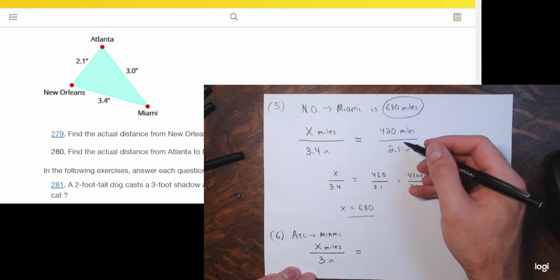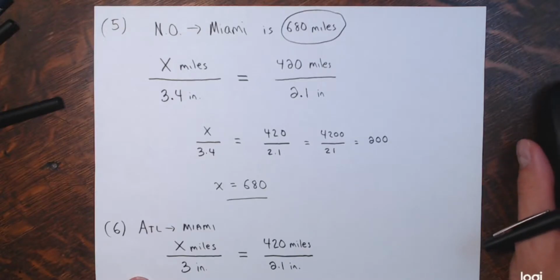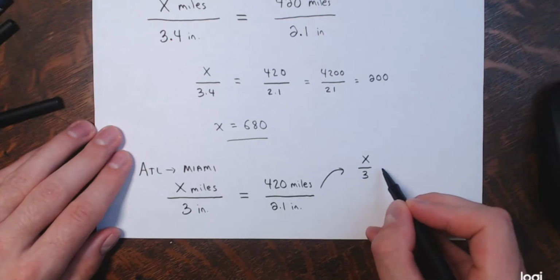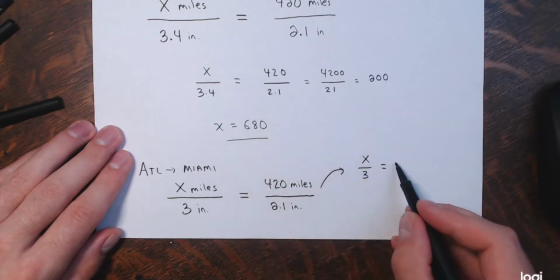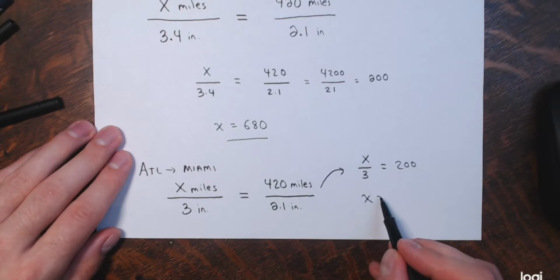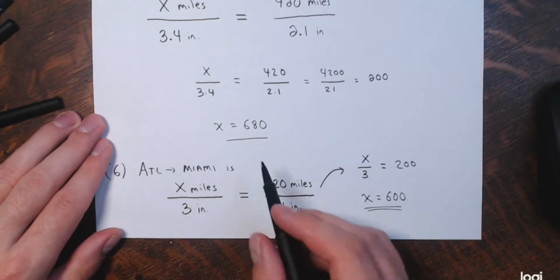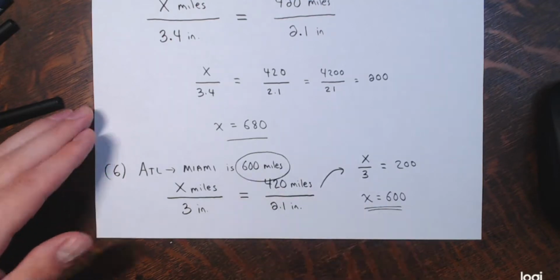And this should be equal to that same ratio as earlier. I'll just use Atlanta to New Orleans again. The actual distance from Atlanta to New Orleans is 420 miles, and the distance from Atlanta to New Orleans on the map is 2.1 inches. I'm using that same ratio. Now we're just solving this proportion. This would be x divided by 3 on the left equals, and we already said earlier, 420 divided by 2.1 is 200. Then multiplying by 3 gives me x equals 600. So the distance from Atlanta to Miami is 600 miles. X represented a number of miles. And that's it. Simple enough.